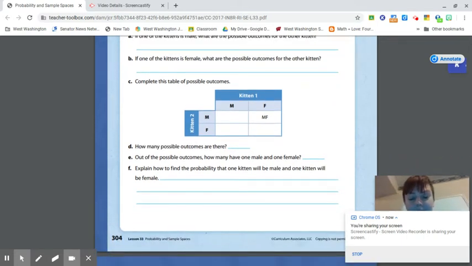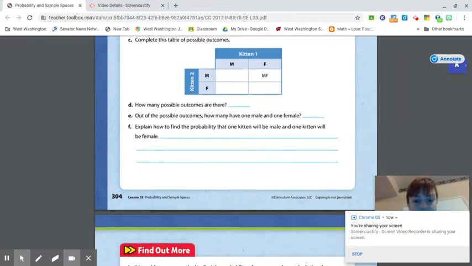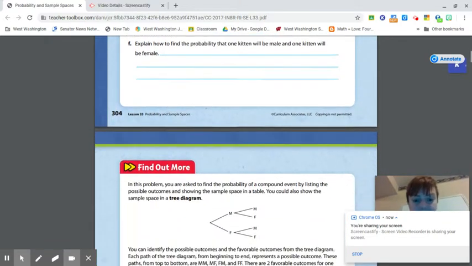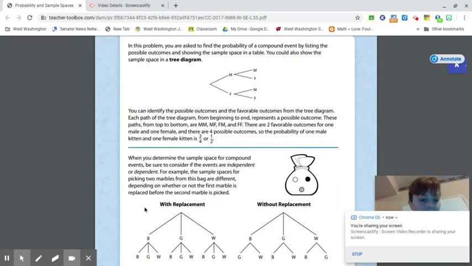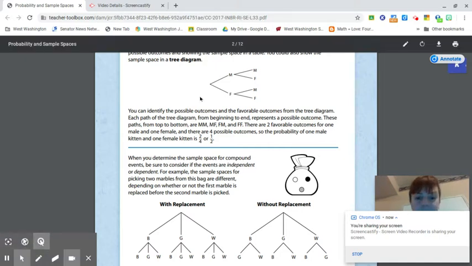We've already determined that there are two options for having a male and female cat, and that 2 out of 4 is a 50% chance. Hey, look, a tree diagram. So right here, we're talking about the different options. The first kitten could be a boy, and then the second kitten could be a boy or a girl.